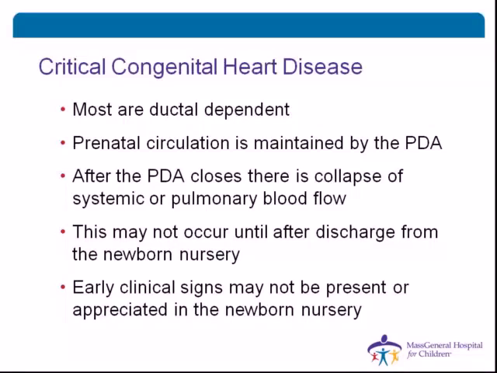As we discussed, most critical congenital heart lesions are ductal dependent, and their prenatal circulation is maintained by the presence of the patent ductus arteriosus. And it's not until after this patent ductus arteriosus closes that there is a collapse of the systemic or pulmonary blood flow. Unfortunately, this does not occur until after discharge from the newborn nursery in some of these children. And the early signs may not be apparent during the first few hours or a couple of days of life in the newborn nursery.